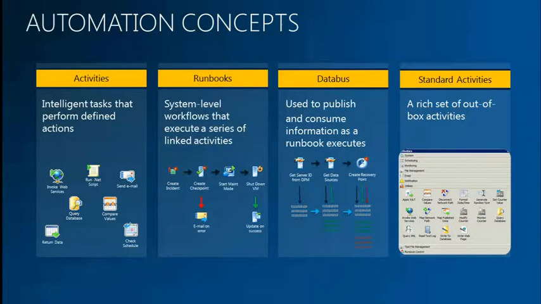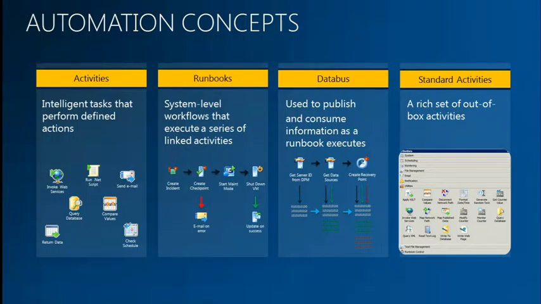A couple of concepts around automation if you've not played with Orchestrator yet. We have what are called activities. Activities are intelligent tasks that perform a predefined action, like run a .NET script, run a PowerShell script, create a virtual machine, create an incident. They are pulled together to create what are called runbooks. A runbook is a workflow of activities connected together to perform a specified task within your organization, such as create a new virtual machine, or provision a new service template, or automatically remediate website errors.